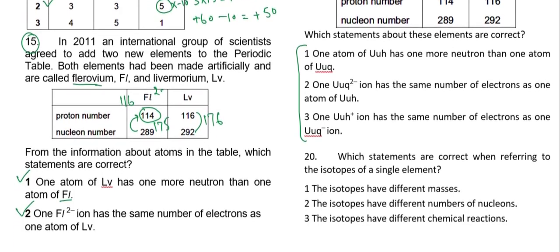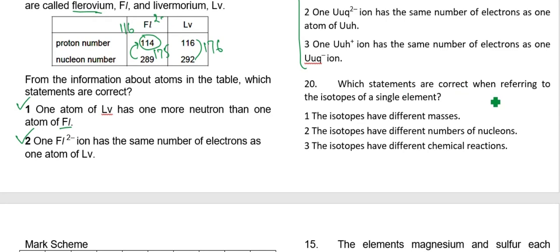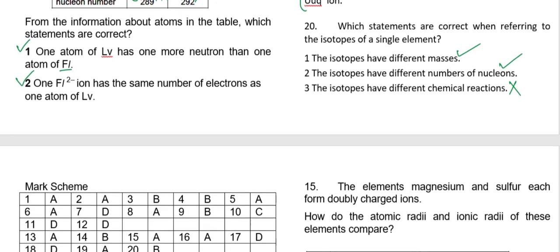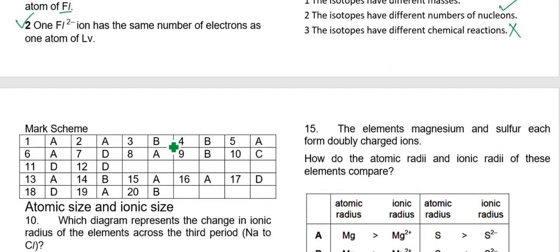Then it says, which statements are correct when referring to the isotopes of a single element? Generalizing, isotopes have different masses. Yes. Isotopes have different numbers of neutrons. Yes. Isotopes have different chemical reactions. Wrong. Why? As we discussed, chemical properties depend on the same protons and electrons, and as they are the same, they are not different. So only suggestions 1 and 2 are correct. So this is the mark scheme.